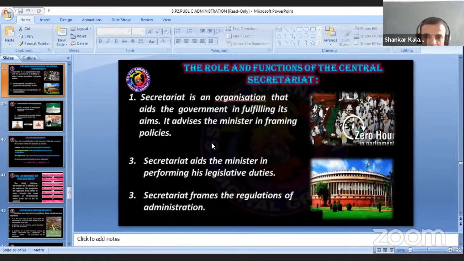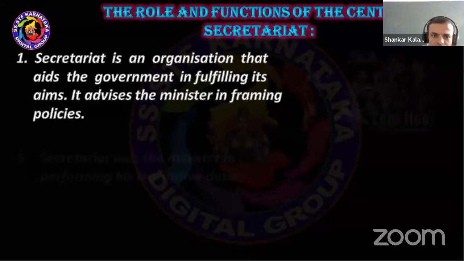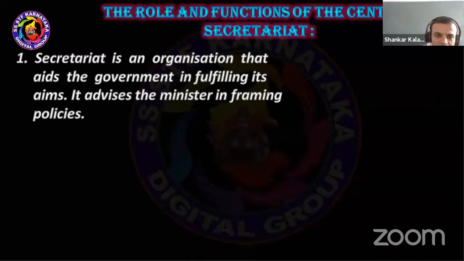Students, today we are going to discuss the role and functions of the Central Secretariat and also the State Secretariat. First, the Secretariat is an organization that aids the government in fulfilling its aims. It advises the minister in framing policies also. What is the duty or function of the secretariat here?